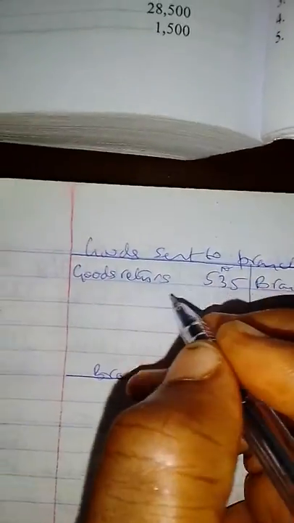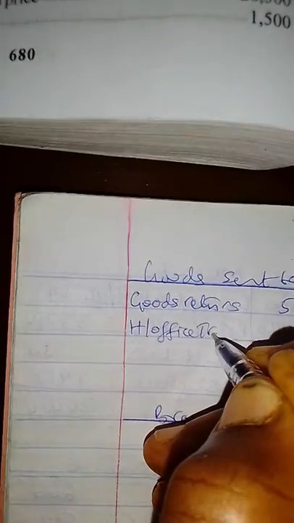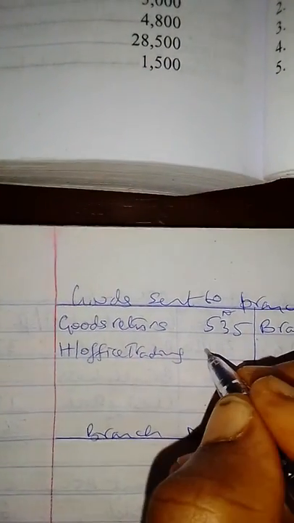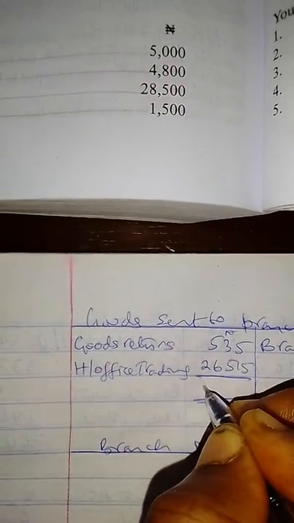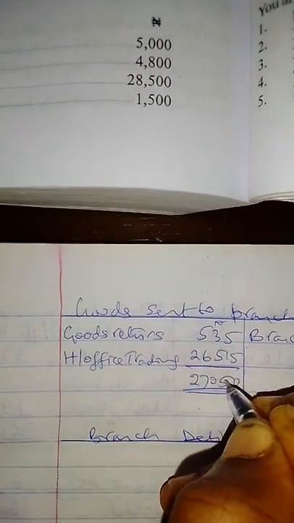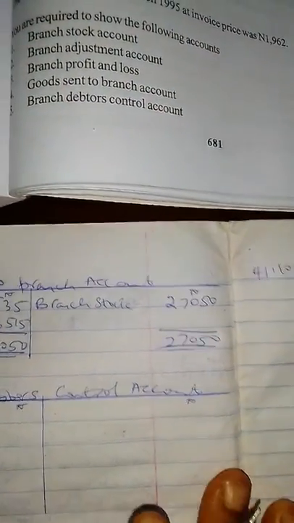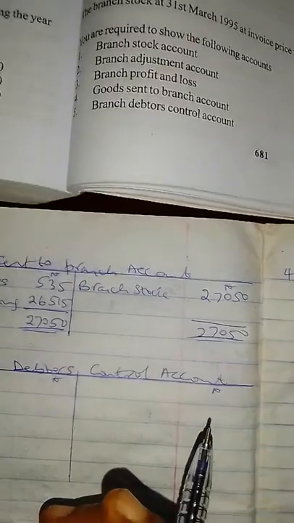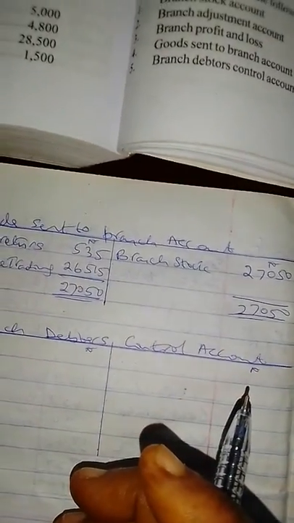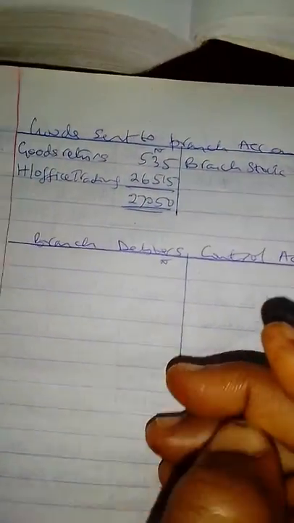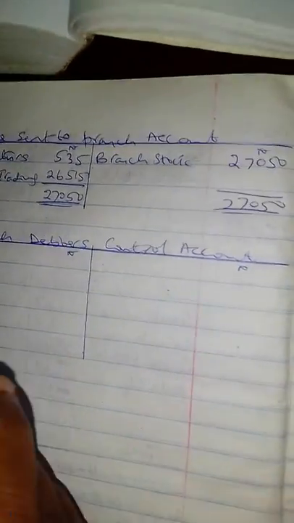You now have head office trading. That will give us 26,515. So this particular one is on cost price. This transaction is made on cost price. Then we now go to our branch debtors control account. Now all our sales ledger control accounts will come into place here. The format of sales ledger control account will be used here under the branch debtors account.